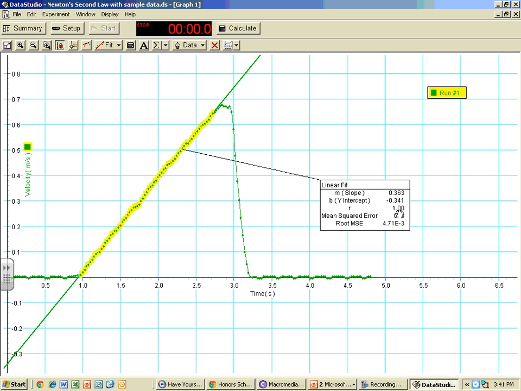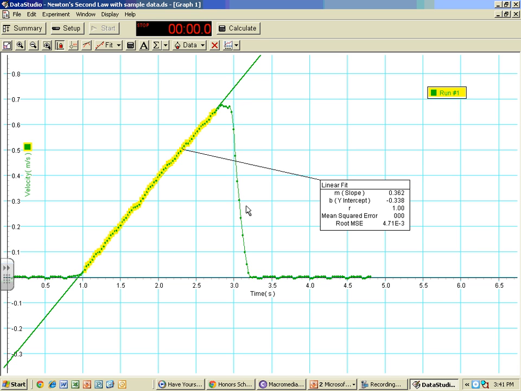Notice the correlation is a perfect 1. So we have linear data, and you should too. So this is the part of the data we want to select. Right? We want to select all those points. And sometimes, depending on which points we select, we might get slightly different answers, and that's okay.